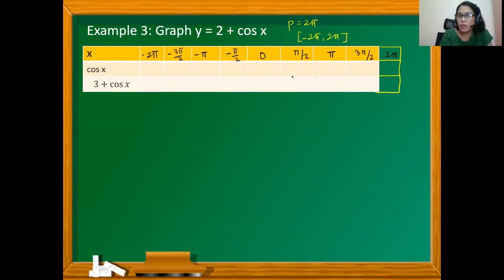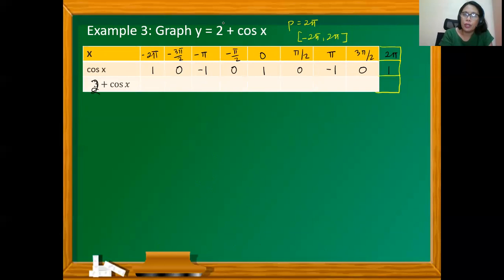So evaluating the cosine value of each x here can again be associated with the unit circle, and cosine negative 2 pi is 1. Cosine negative 3 pi over 2 is 0. Cosine negative pi is negative 1. Cosine negative pi over 2 is 0. Cosine 0 is 1. Cosine pi over 2 is 0. Cosine pi is negative 1. Cosine 3 pi over 2 is 0. And cosine 2 pi is 1. But this time, we will be adding 2. So from cosine x, we'll add 2 to obtain 2 plus cosine x.